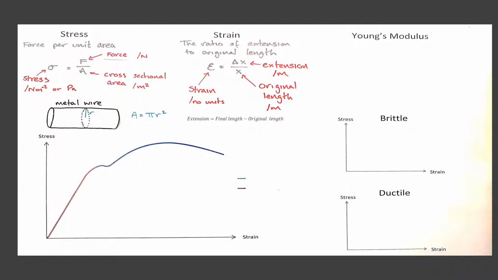It's useful to remember that the extension is equal to the final length minus the original length. Stress and strain can both be tensile or compressive.